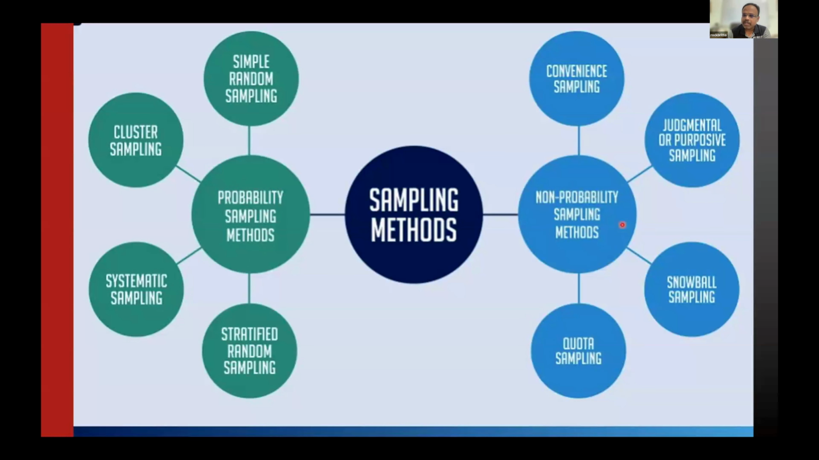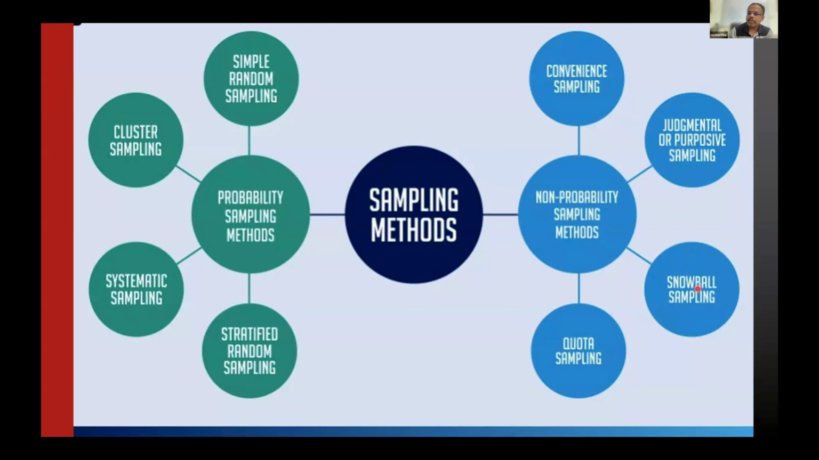And we have non-probability sampling, which is again divided into convenience sampling, judgmental or purposive sampling, snowball sampling, and quota sampling. The most commonly used non-random sampling is convenience sampling. That is, you take up the study participants at your convenience. And there is judgmental or purposive sampling, which means you take a particular characteristic, like diabetic foot, in order to achieve a particular result. That is called judgmental or purposive sampling.